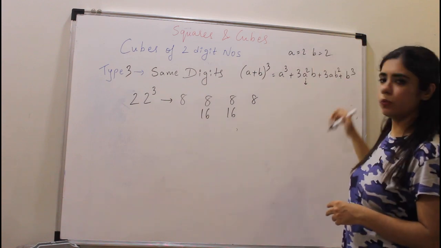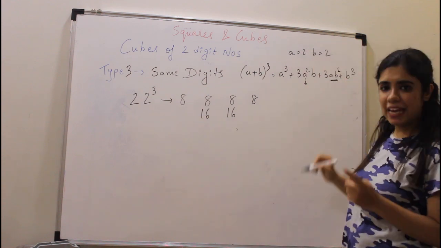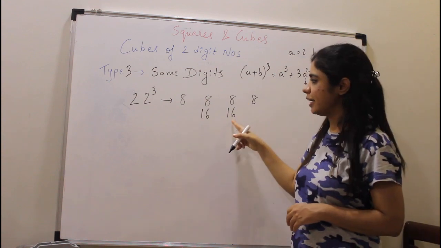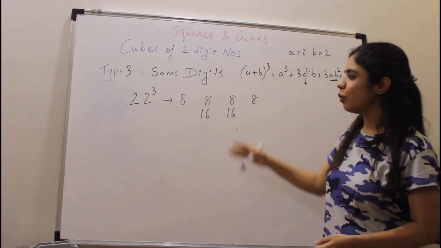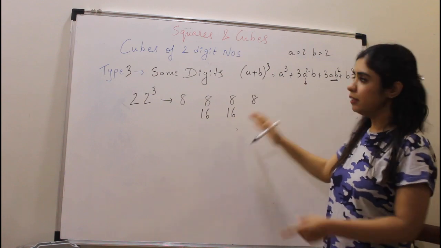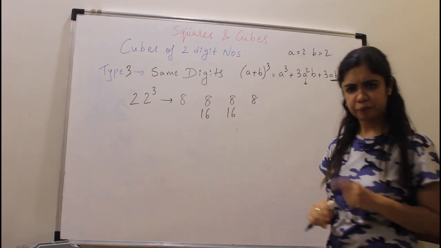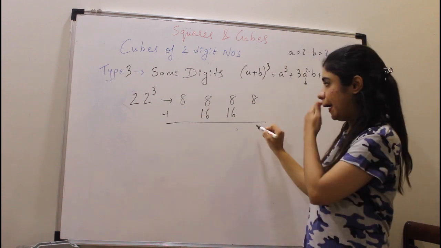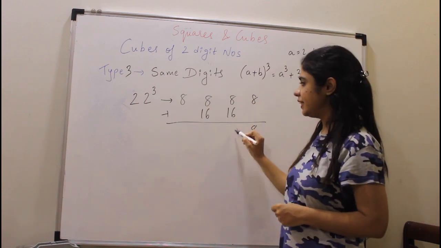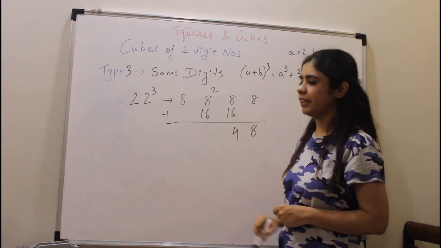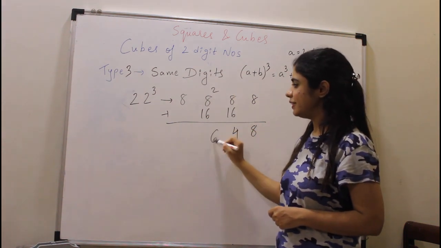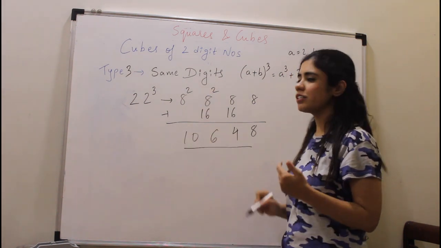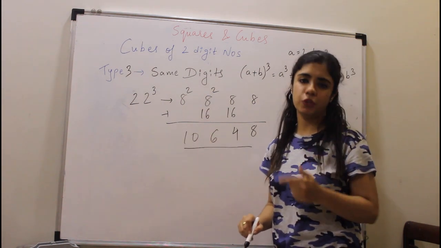Similarly, 3ab square. Your ab square will be 8. It should come 3 times. This is 8 once, this is 8 twice. So this is the logic behind this method. This is the formula which we are applying. Nothing else, we are just going to add. That's a normal process. 8 will be as it is. 16 and 8 is 24. 4 will be here, 2 will get carried. 24 plus 2 is 26. 2 will get carried. 8 and 2 is 10. So 10648 is 22 cube.